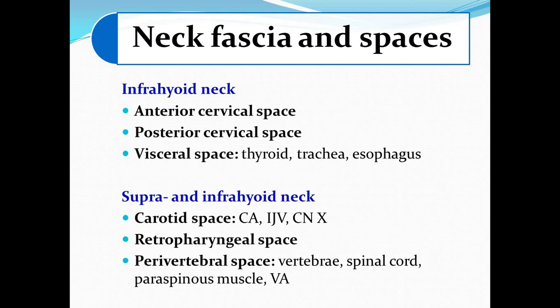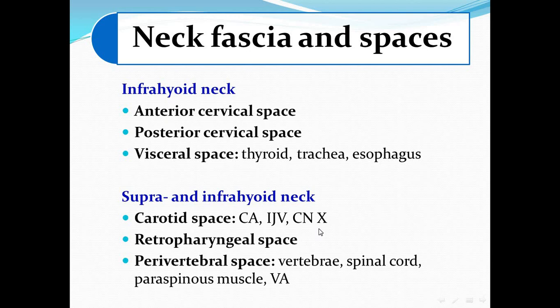In the infrahyoid neck, we have the anterior cervical space, the posterior cervical space, and the visceral space that we have talked about. Some structures do not respect this kind of subdivision, so they have supra and infrahyoid extensions. So the carotid space is considered supra and infra. It includes the carotid arteries, the internal jugular vein, and cranial nerve number 10, which is the biggest nerve.